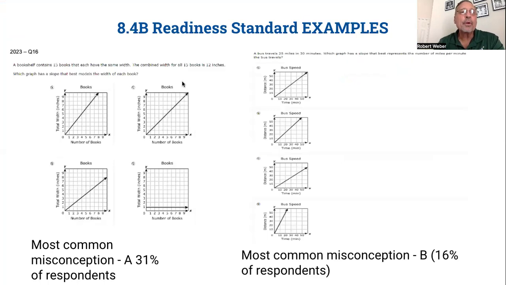The problems come from 2023. The example there, question 10: 15 books that have the same width. The combined width for all 15 books is 12 inches. Which graph has a slope that best models the width of each book? So you're looking at rise over run, of course. The second example: a bus travels 25 miles in 30 minutes. Which graph has a slope that best represents the number of miles per minute? So you're looking at unit rate, slope as a unit rate, on the second problem from 2023.